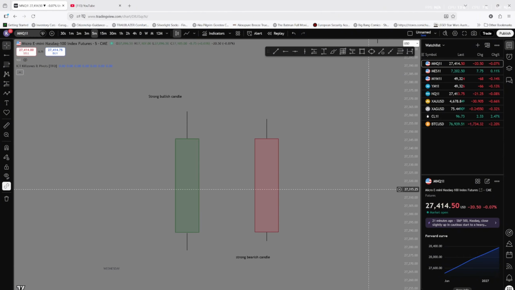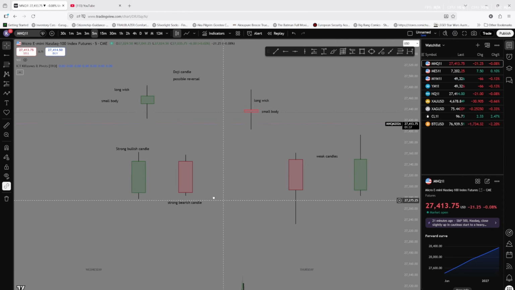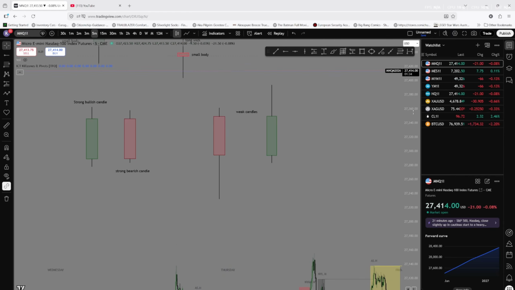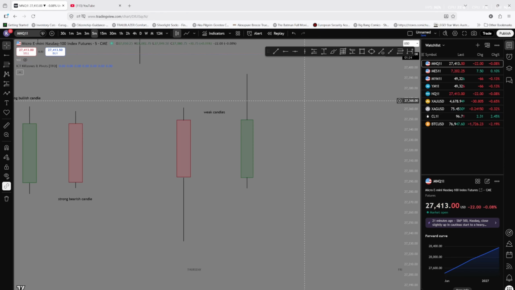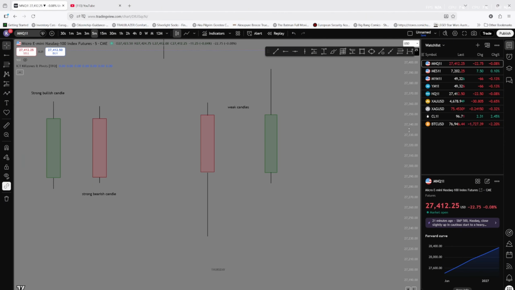Strong bullish candle, strong bearish candle. We also have weak candles. Now these are quite the opposite. You have big bodies or small bodies, but the key difference is we have these long wicks. Now what does that indicate? What does that represent? What does that mean? Rejection. Think of rejection.